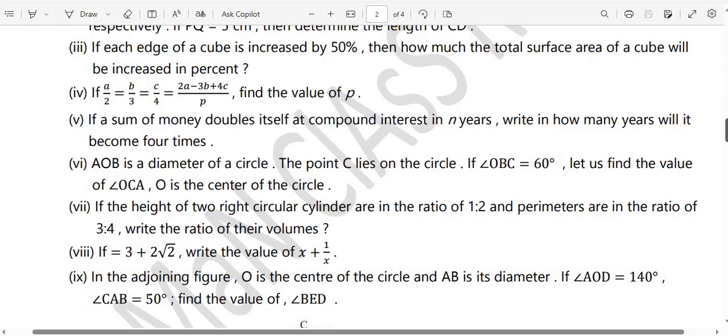Question number 6. AOB is a diameter of a circle. The point C lies on the circle. If angle OBC is equal to 60 degrees, let us find the value of angle OCA. O is the center of the circle.